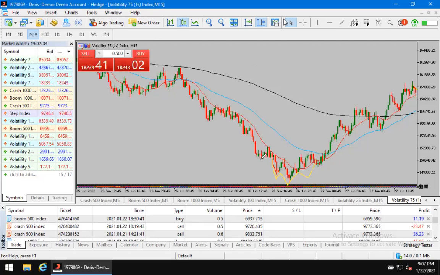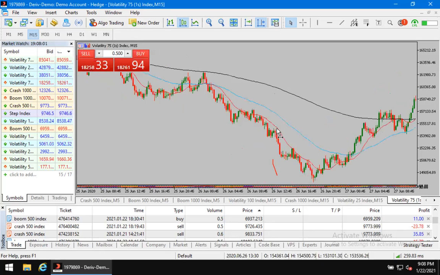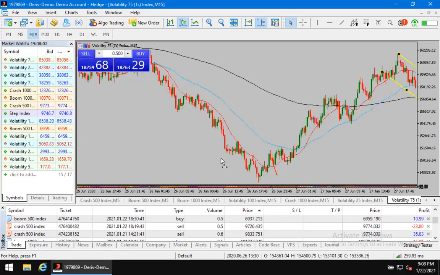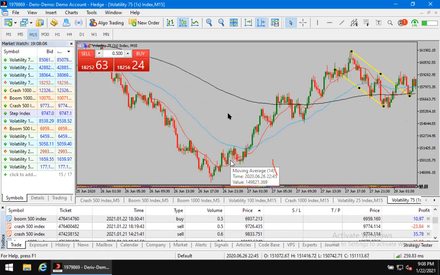And this is your neckline here, right? So when you break this neckline, that's when you buy and you go to the upside. This is your head and shoulders pattern here, and a head and shoulders pattern means this is a reversal pattern. Okay, so let's do this. This is your head and shoulders pattern, as we said.